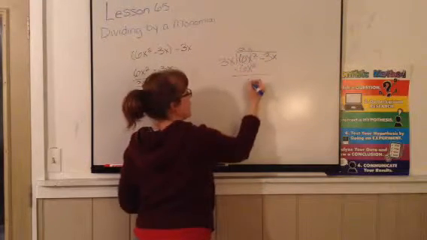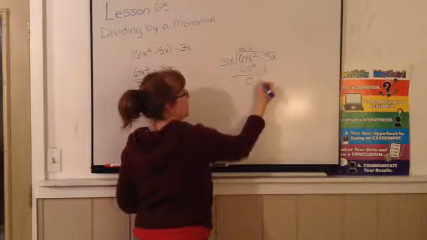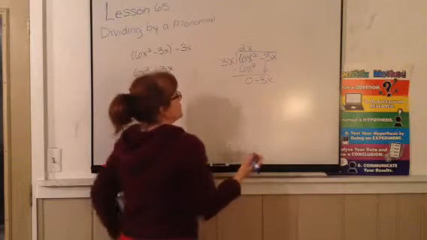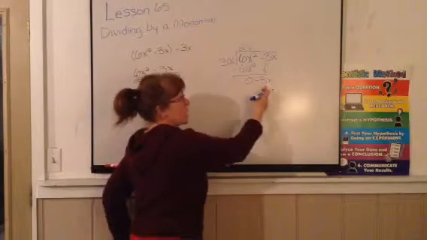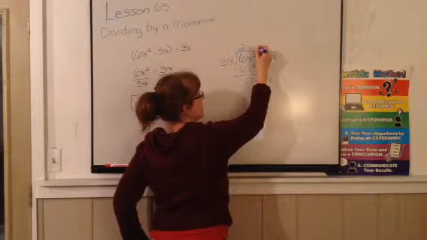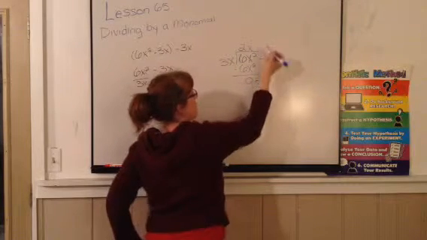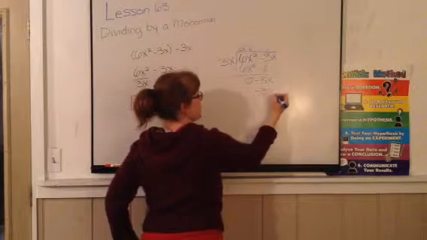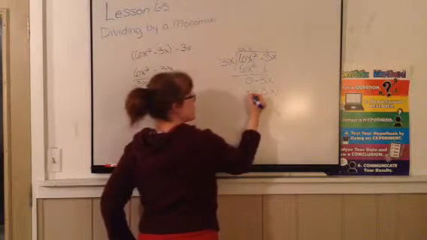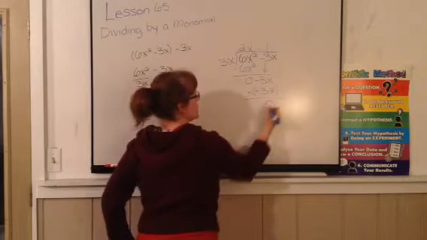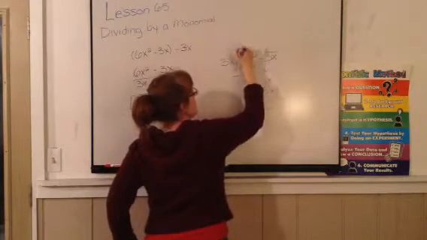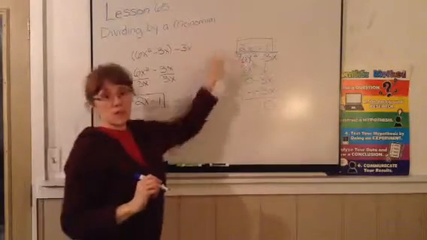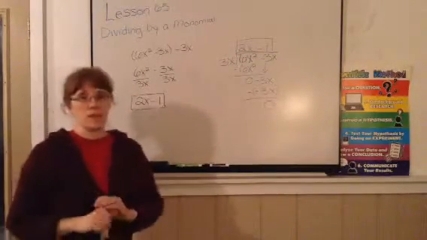I'm going to subtract that, I get a 0. Then I'm going to bring down my negative 3x. So how many times does 3x go into negative 3x? Well, I'm going to say minus 1. So minus 1 times 3x is negative 3x. I'm going to subtract that, which means 0. So my answer for this is 2x minus 1. And you can see that both of these ways give me the same answer.